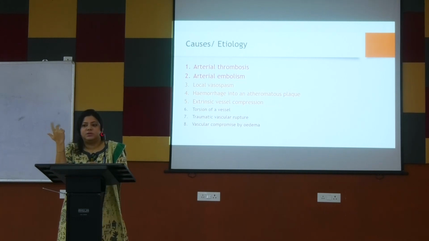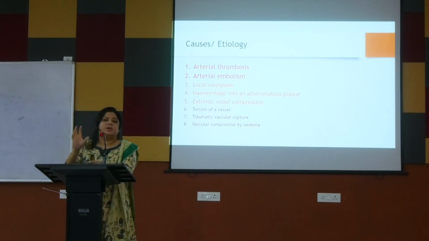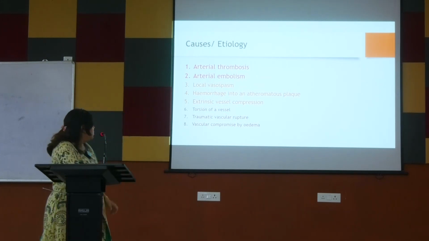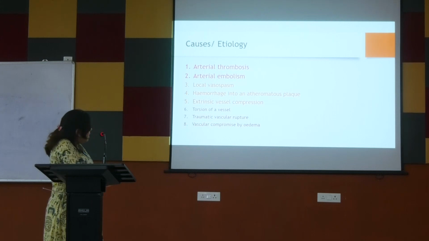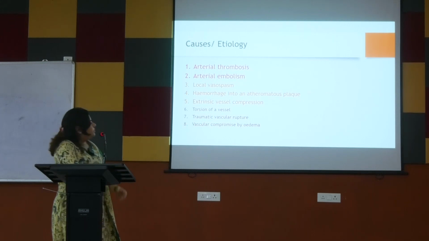Example of this, Prinzmetal angina, you have heard? Prinzmetal angina, right? It happens in the heart. This is because of local vasospasm. Hemorrhage into an atheromatous plaque.